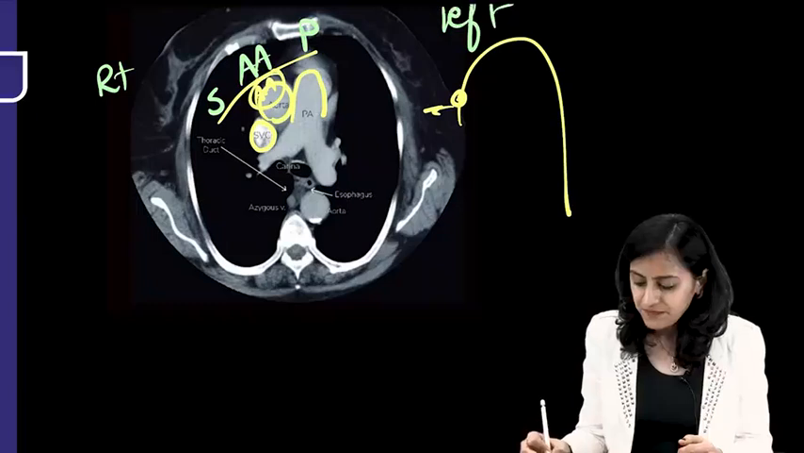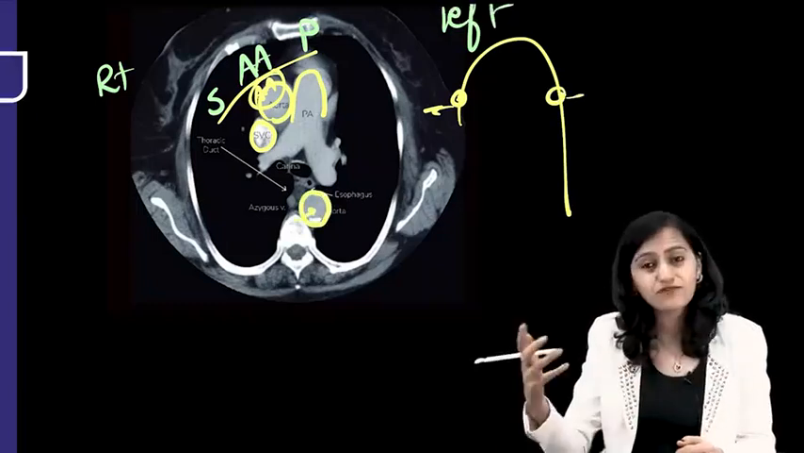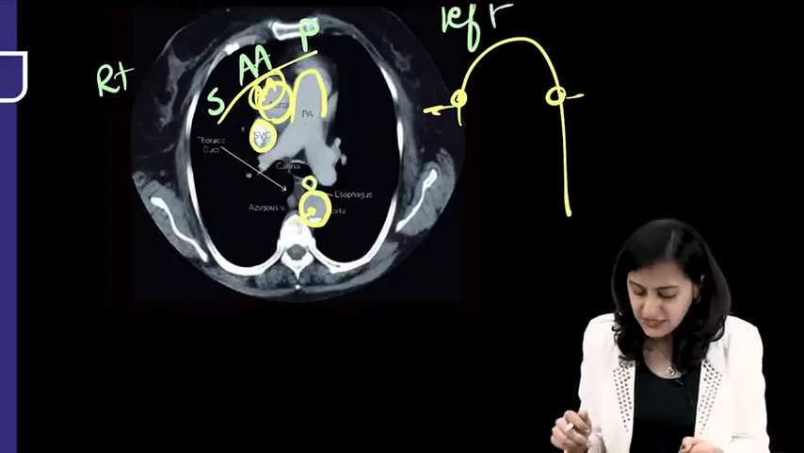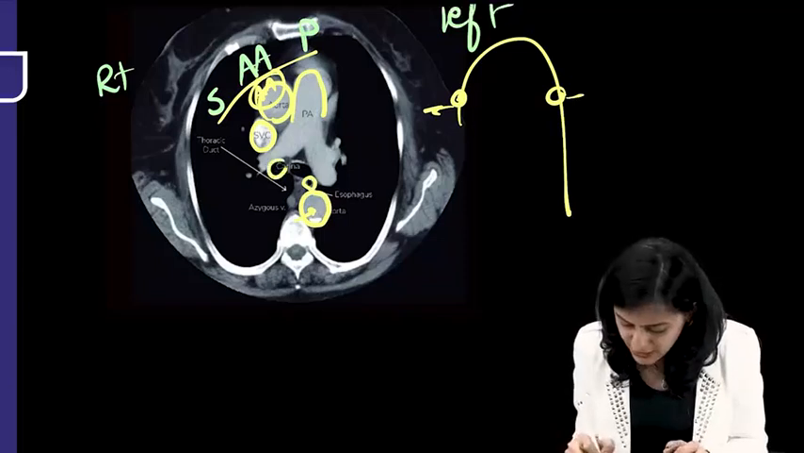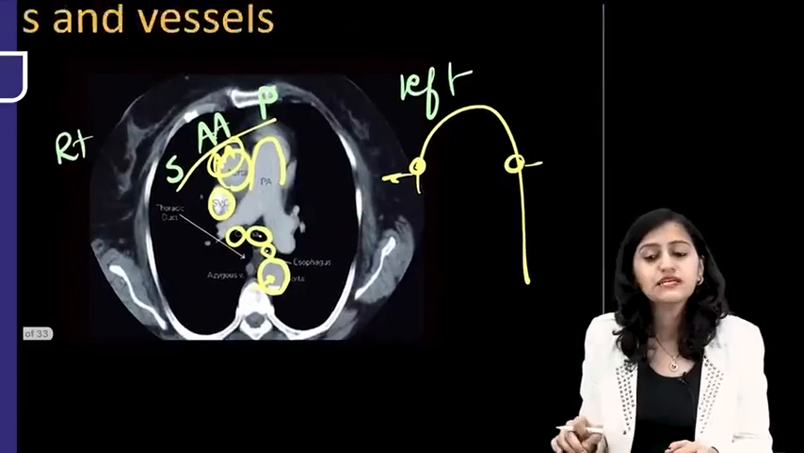Descending aorta, the aorta is like this. Ascending is aage, descending is piche. So this is the descending aorta, which is to the left of the vertebra in the posterior mediastinum. Anterior to that, we have the esophagus. And look at this, we have the right bronchus and the left bronchus. So left bronchus in relation to the esophagus.